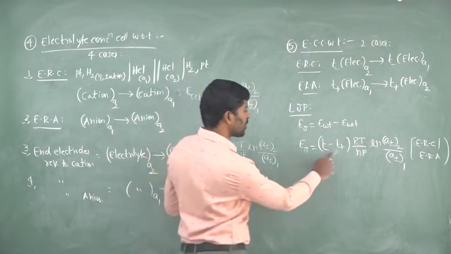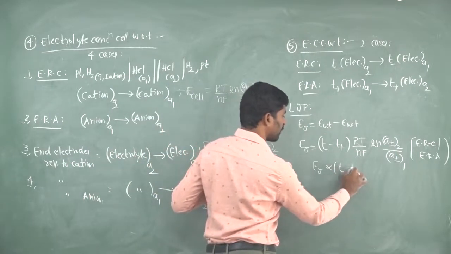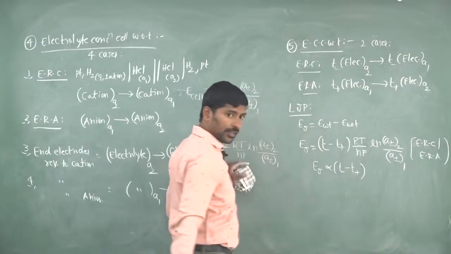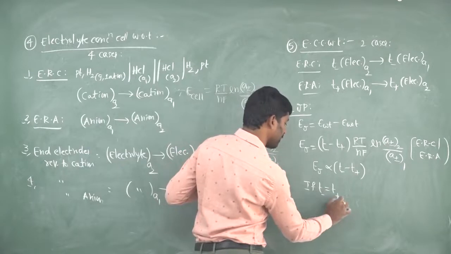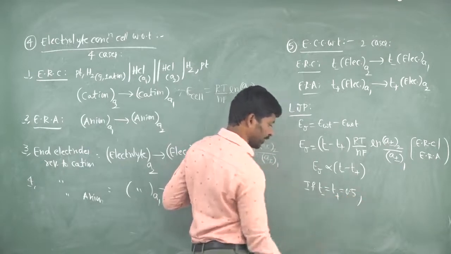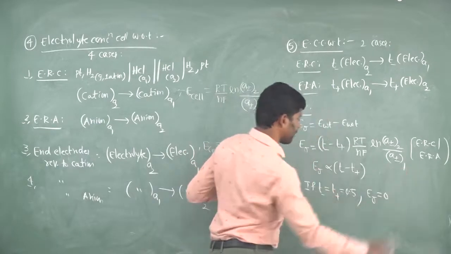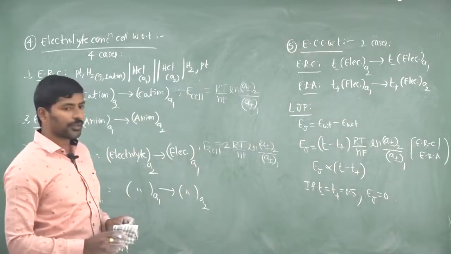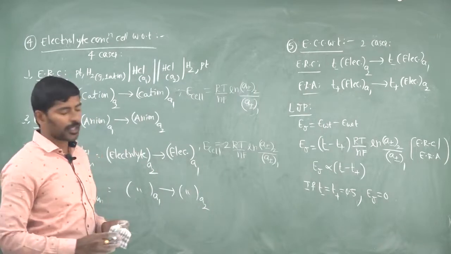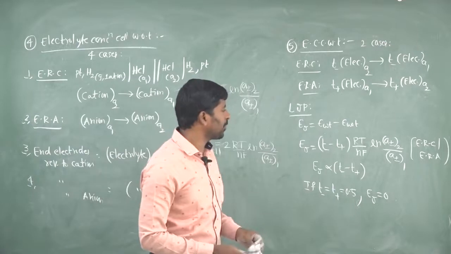So liquid junction potential is directly proportional to the difference in the transport numbers of cation and anion. If the transport numbers of cation and anion are the same, that is 0.5, then what about liquid junction potential? It is 0. So liquid junction potential cannot be erased when the speeds of cation and anion are the same.